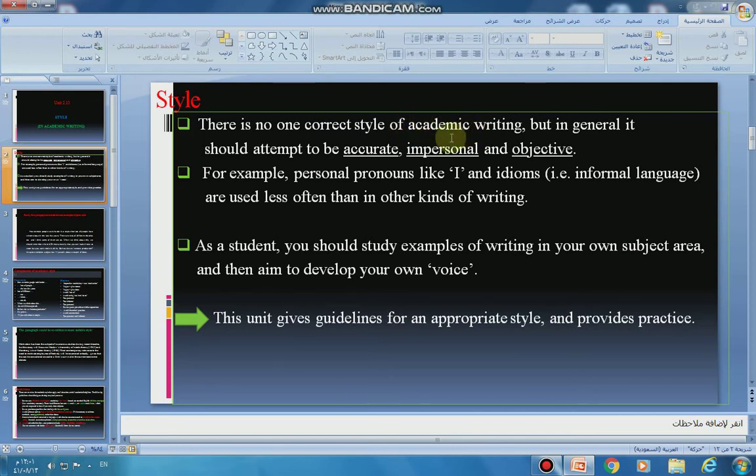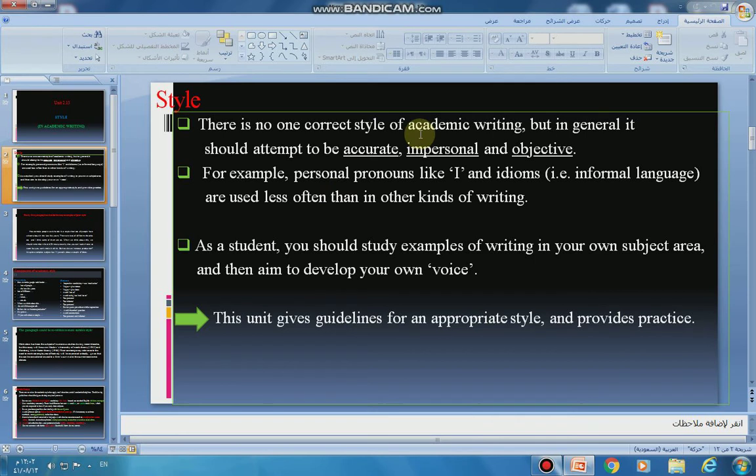To start right away, as you can see from our first sheet on the screen, there is no correct style of academic writing, which is good news. I mean, there is not one correct style that you must stick to. But in general, we can summarize it in three features. You should at least attempt to be accurate, impersonal, and objective in the style you are using for writing your term paper. So, once again, your style should be accurate, impersonal, and objective.